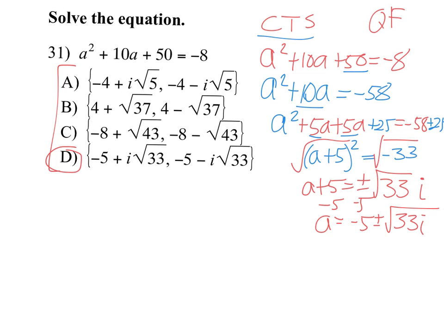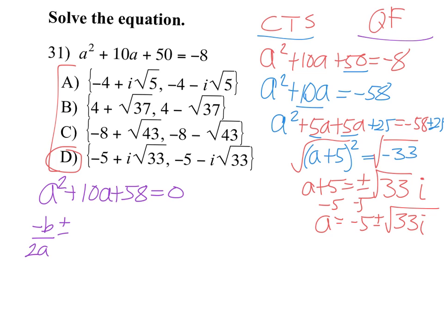Okay, using the quadratic formula, we'll do in purple. We've got to make this equal to 0 first, so we'll bring everything over to one side. So a squared plus 10a plus 58 is equal to 0. So we've got negative b over 2a plus or minus the square root of b squared minus 4ac all over 2a.